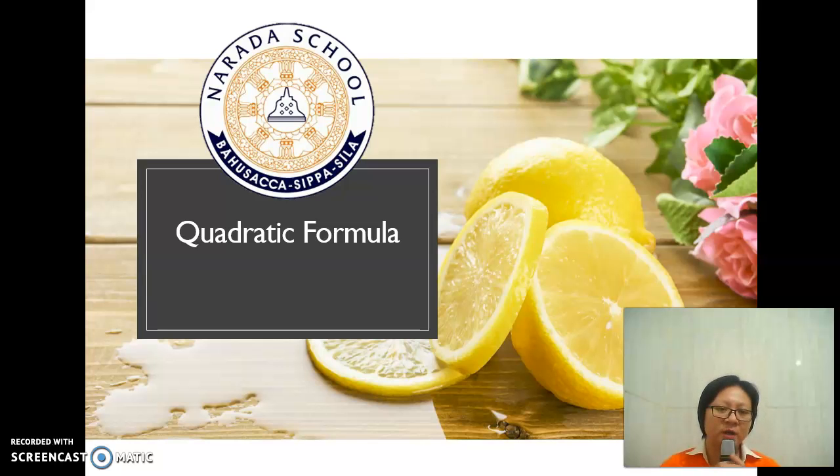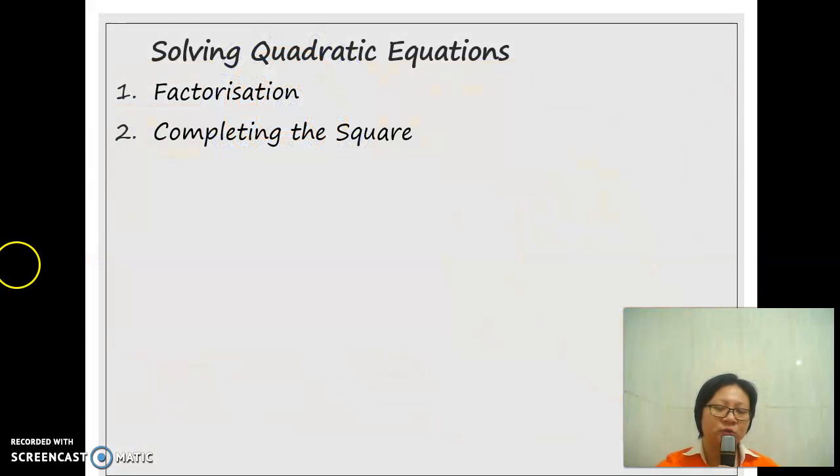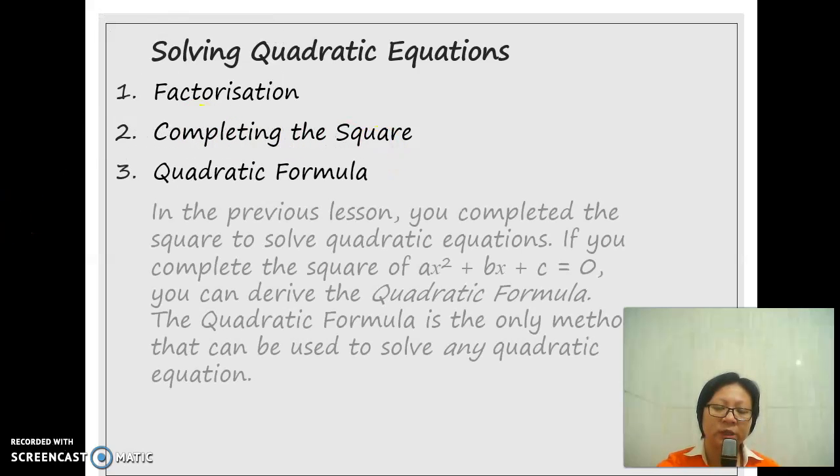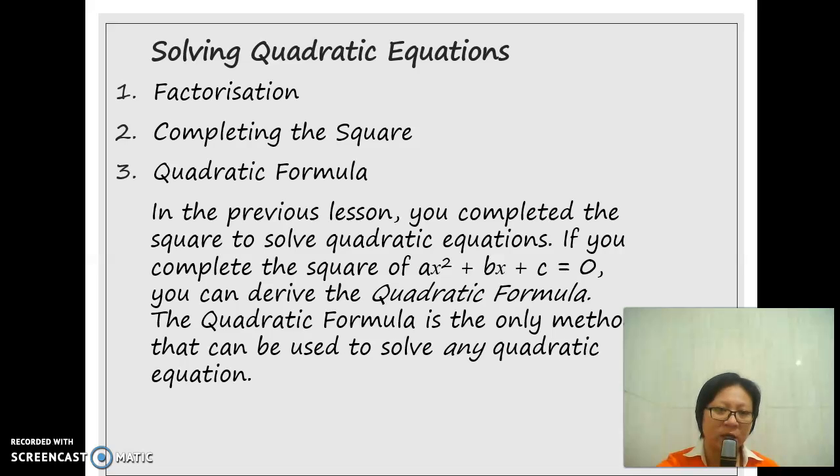Today we are going to learn about how to solve quadratic equations using the quadratic formula. Previously you have learned about how to solve quadratic equations using factorization and completing the square. Today we are going to learn about how to solve quadratic equations using the quadratic formula.